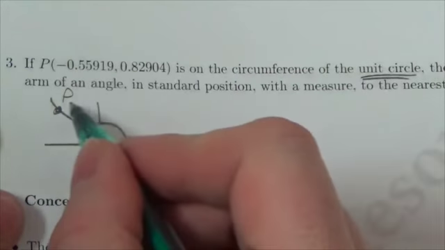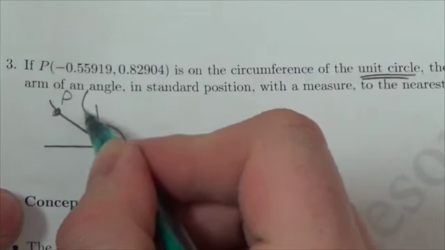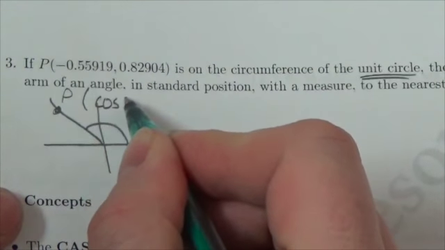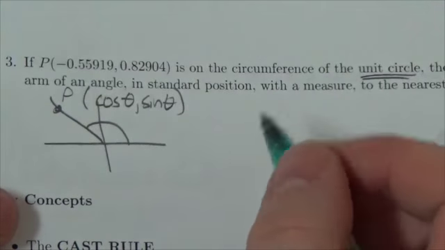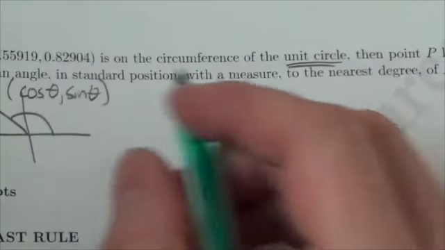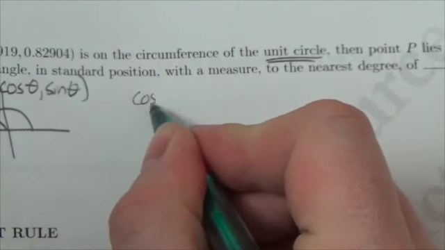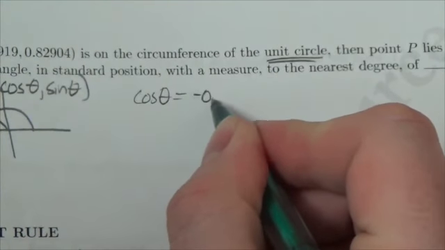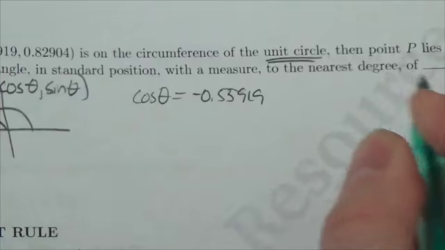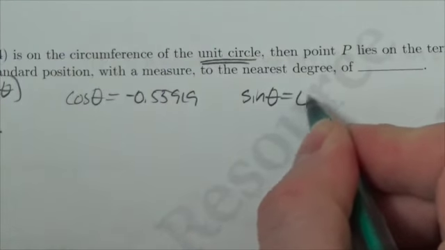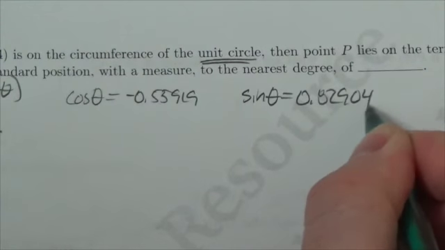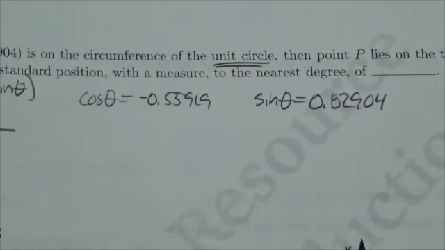What's special about the unit circle here is that the coordinates of that point end up being the cosine of theta comma the sine of theta. Okay, so what this point is giving me is I know that the cosine of theta is going to equal negative 0.55919, or I could also say it's telling me that the sine of theta is equal to 0.82904.